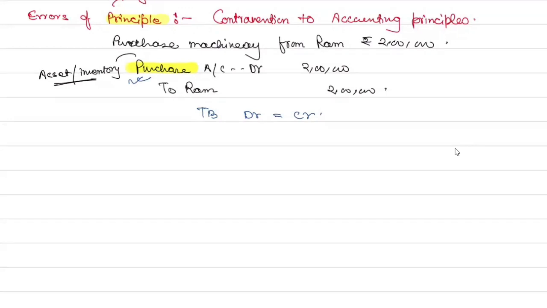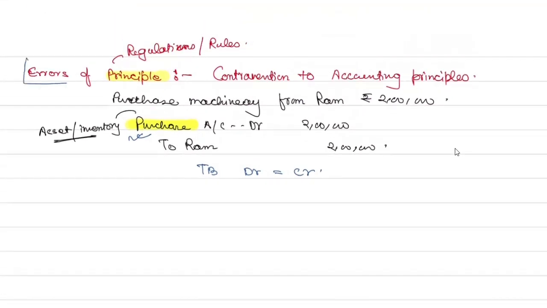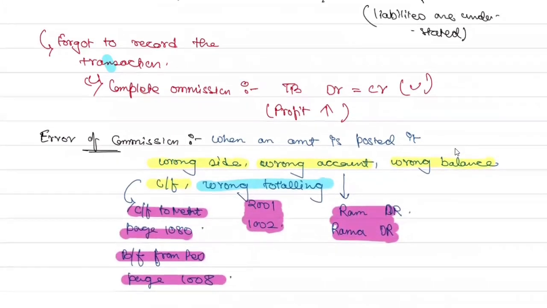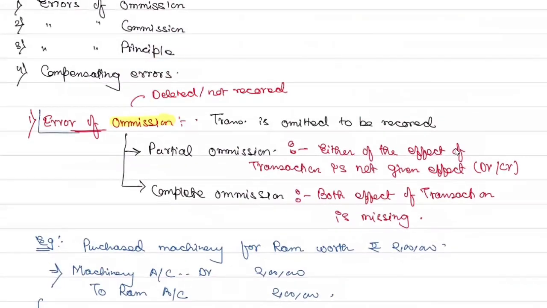Because you guys said so, I'm giving a brief intro about all the types of errors. And then we'll discuss a few more things and we'll move to the illustrations. Error of principles, error of commission.